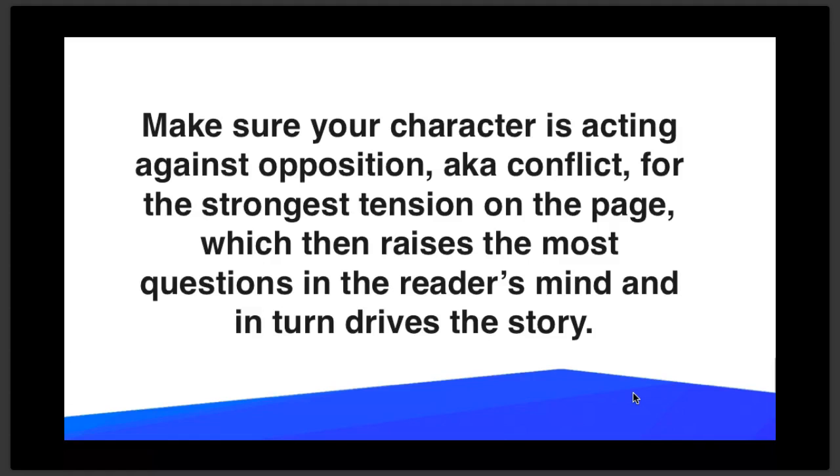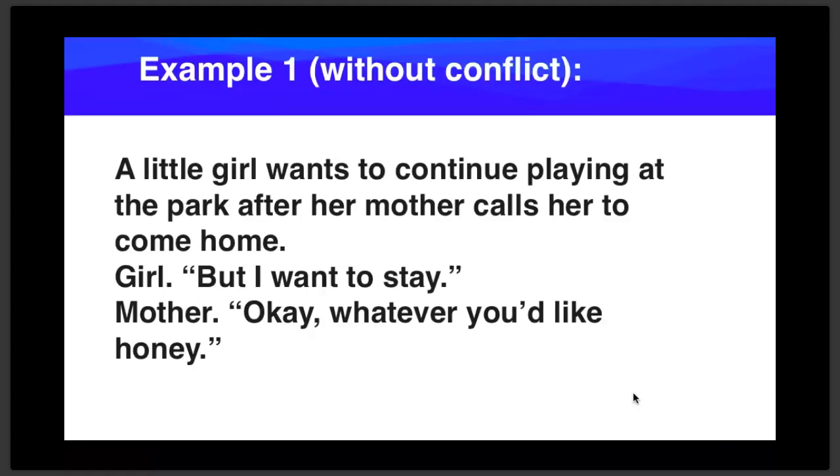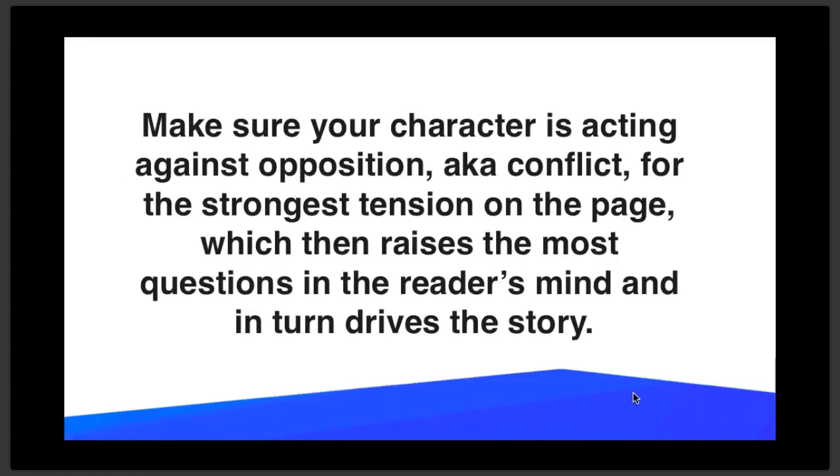And it could be opposition as simple as that little girl wants a puppy and she can't have it because of something. So I'm going to show you here an example without conflict. Now that we've talked about one type of thing, let's see.